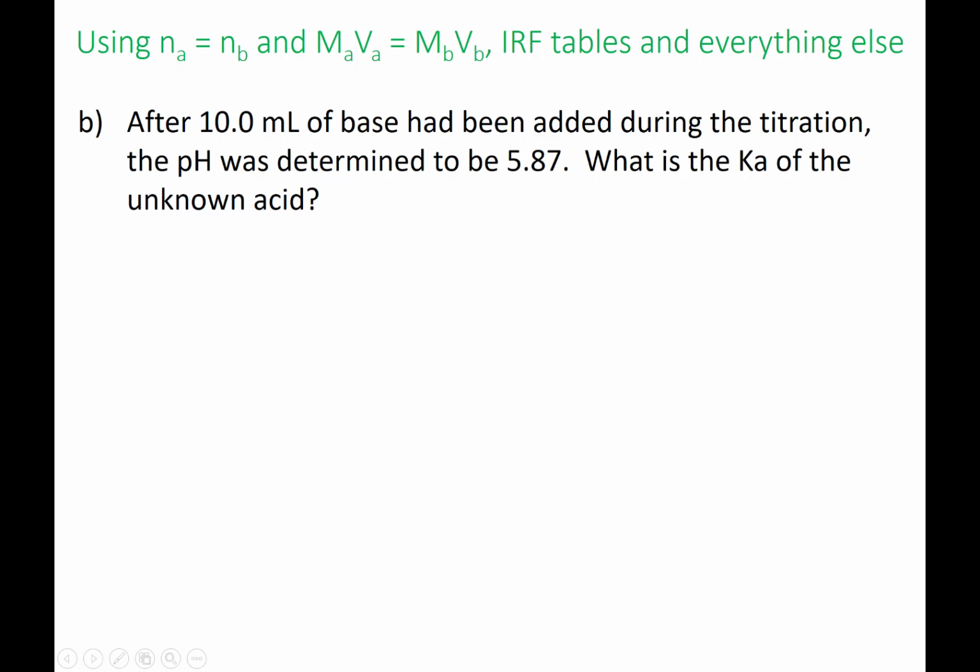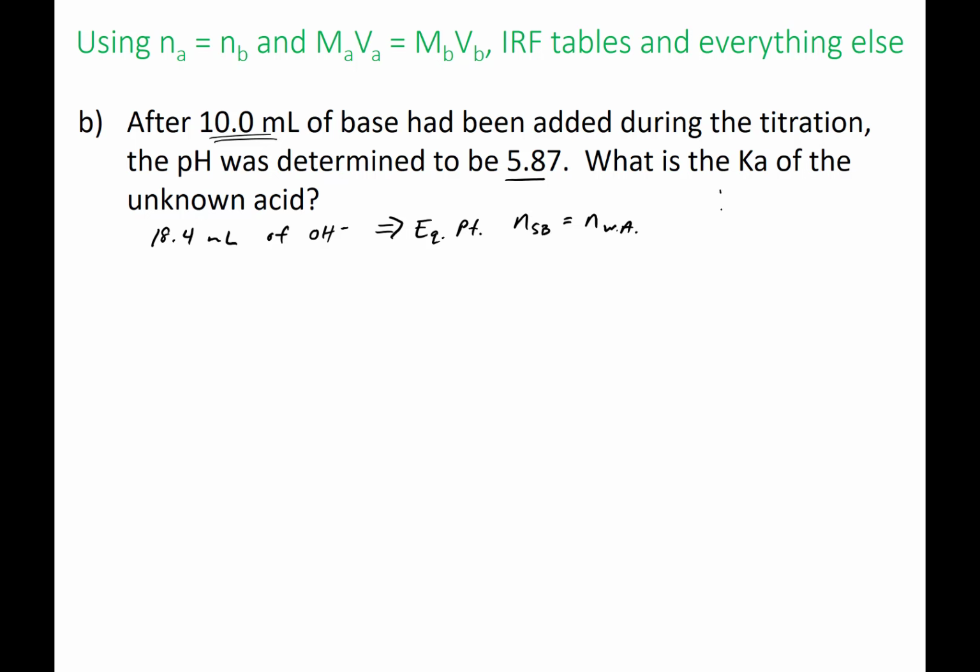Okay, so now we're on to part B, where the problem gets a little bit more difficult here. So it says after 10 milliliters of base has been added during the titration, the pH was determined to be 5.87. What is the Ka of the unknown acid? So in the previous part, it says 18.4 milliliters of strong base took us to the equivalence point where our moles of strong base equals our moles of weak acid. So here it's saying after 10 milliliters. So it's useful to figure out where we are on the titration curve.